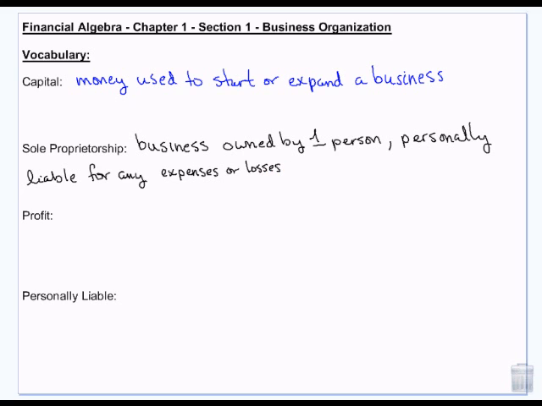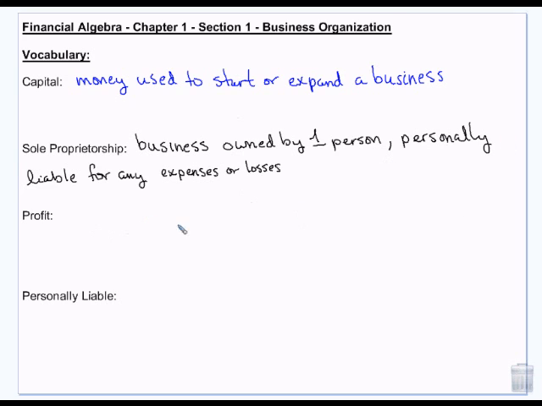Okay, so if you own a sole proprietorship, you own your own business, you're personally liable for any expenses or losses. Let's say you go out of business and you had some credit accounts with suppliers. Just because the business no longer exists, if you're a sole proprietorship, you are personally liable. You still have to pay those creditors. If your business gets sued, you're personally liable for anything that you're being sued for.